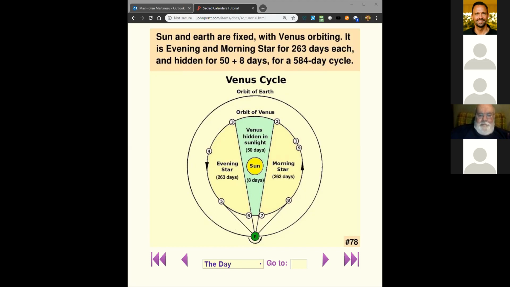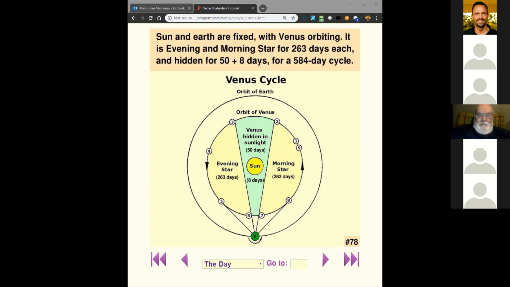And most people consider the beginning point to be what's numbered 7 in this picture, where it rises with the sun as a morning star. It's called the heliacal rising. And it's up as a morning star, which is what it is now, for about 263 days on the average. And then it disappears on the far side of the sun for about 50 days. And then it's equal and opposite, so it's 263 as an evening star.